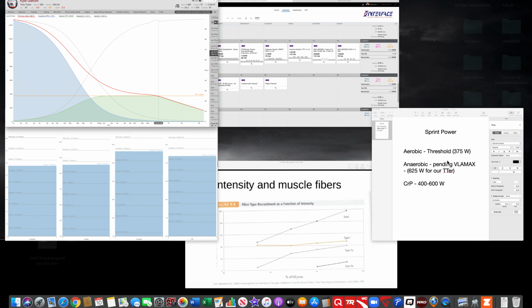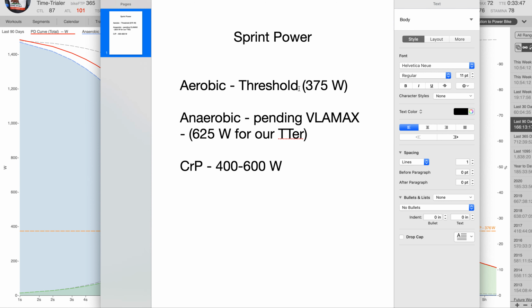Why I wanted to go over that is when you're riding above threshold at the end of the race into the sprint, you're draining this system. So at the end of a race, if you had to go over threshold for even a minute or so into the sprint, you're going to lose quite a bit of your sprint power because this is being drained. But if you're under threshold, you're maintaining this.